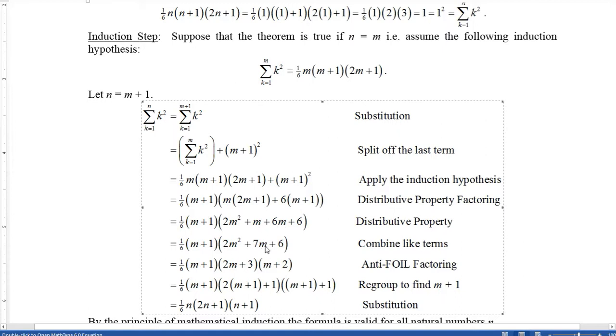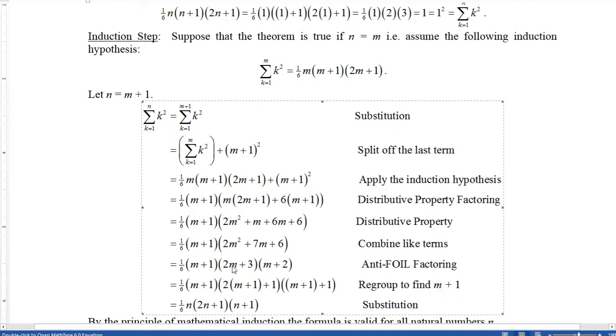Now we want to factor this, basically FOIL factoring backwards, or anti-FOIL factoring, which is really just a more complicated version of the distributive property. And so we get 2m plus 3 times m plus 2. Check it out. 2m times m is 2m squared. 3 times 2 is 6. This gives you 3m plus 4m is 7m. So that's correct. Now we want to rewrite things and substitute back in terms of n, but n is m plus 1. So this is just 1/6 n here.